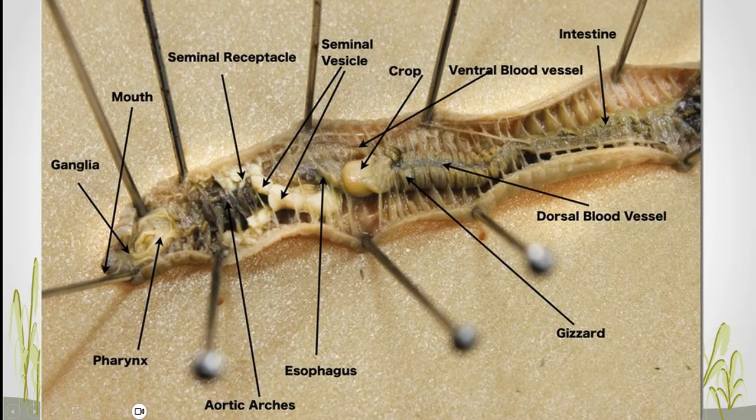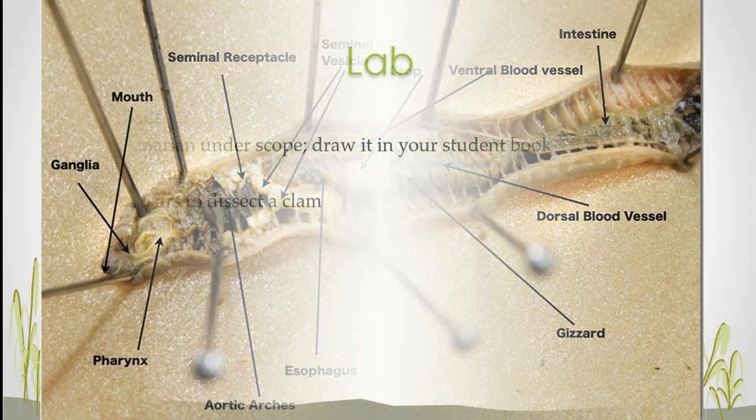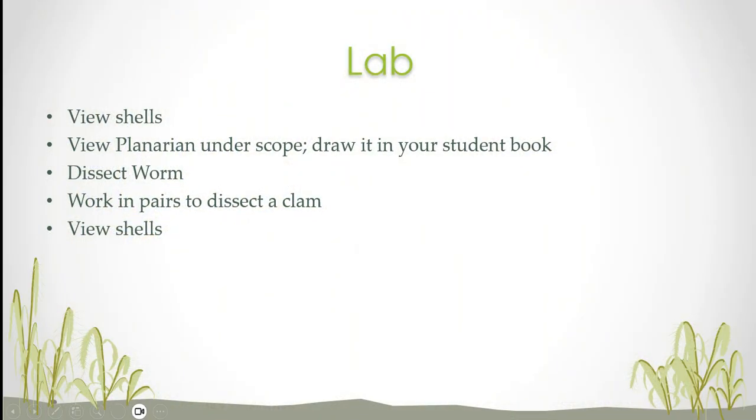But that's it. Then we're done with this module. We're done with module 13. I think we're all done. There we go. If you have a chance to look at shells, look at any kind of scopes, the planaria, that kind of thing. If you get a clam at the grocery store, go for it.